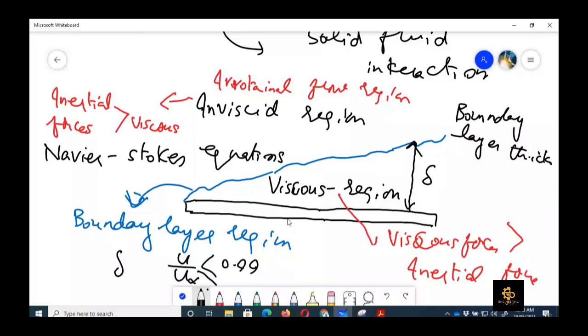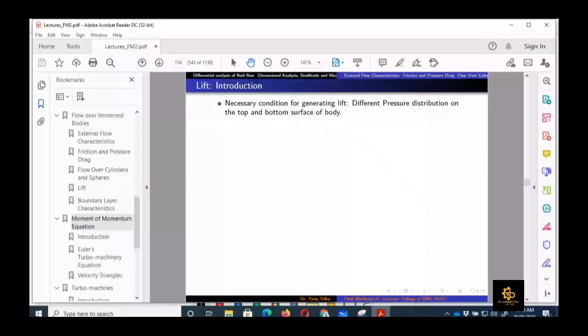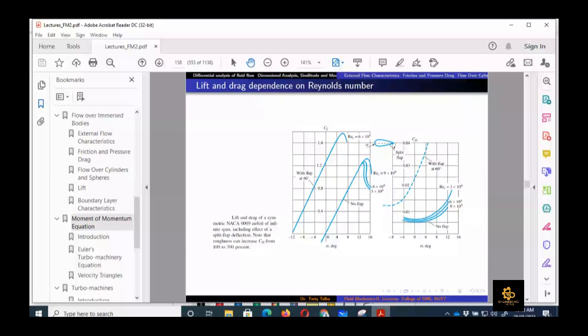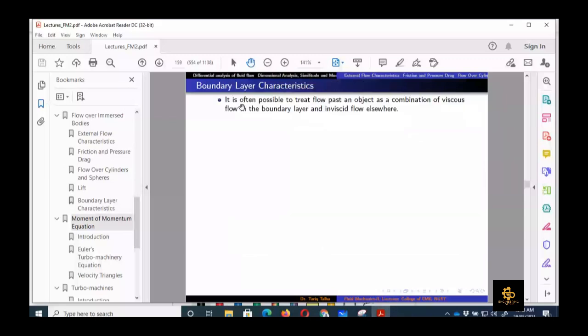So now we see all the things which I have discussed on the lecture slides, just to make things a little bit more clear, and to show you a couple of figures regarding this. So let me take you to that. As I mentioned in the beginning, it is often possible to treat flow over an object, so we are talking about external flow, as a combination of two regions. One is the viscous region, where viscous flow is happening in the boundary layer, and the inviscid flow, or we also call it irrotational flow, which is away from that body.